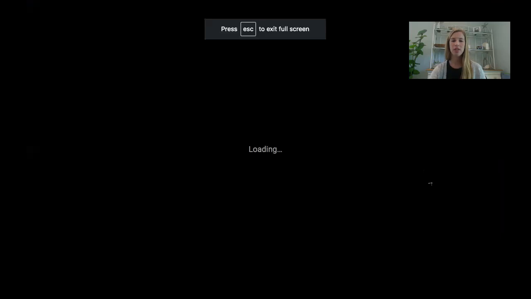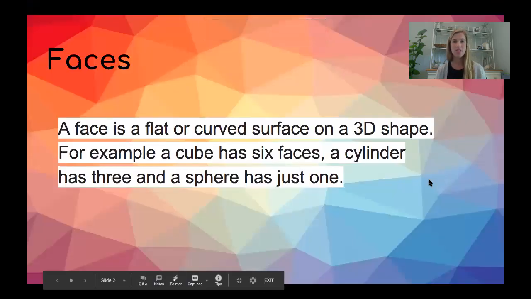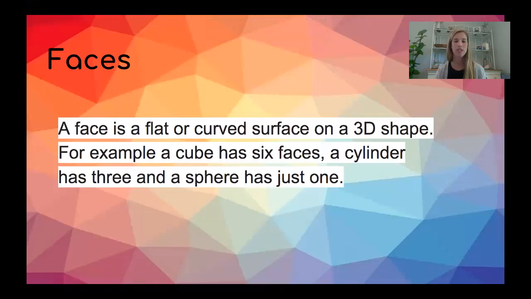All right, so the first word that you need to know about is faces. Faces are sides, okay? A face is a flat or it can be a curved surface on a 3D shape. So for example, when we look at this cube, this is a face. I'm not talking about my face, I'm talking about this flat part of the cube. Then if you turn it, there's another flat part. Turn it again, there's another flat part, and then another one. And then on this side, there's one, and then on this side, there's one. So there are a total of 6 faces or 6 flat sides that make up this cube, okay?